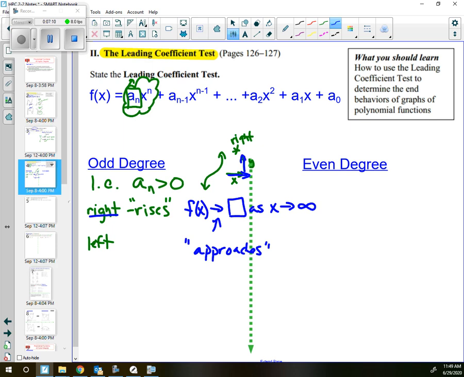So f of x approaches what as x approaches infinity? Well, it's going up, right? It rises on the right, which means it's also approaching infinity. That's what the arrow means, that it's getting bigger and bigger. So notation-wise, to describe rises, we have to say that it goes to infinity. That's what that means.